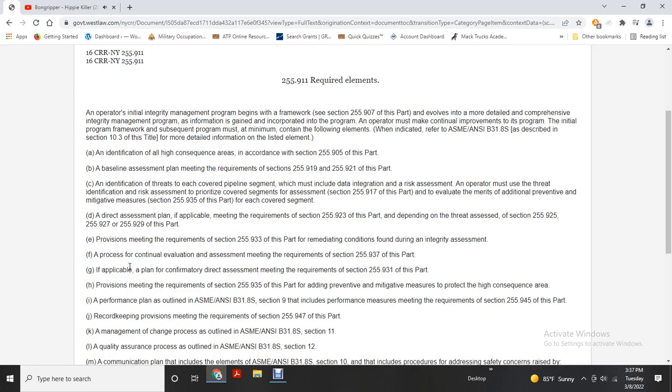Identify all high consequence areas in accordance with section 255.905 of this part. A baseline assessment plan meeting the requirements of sections 255.919 to 255.921.